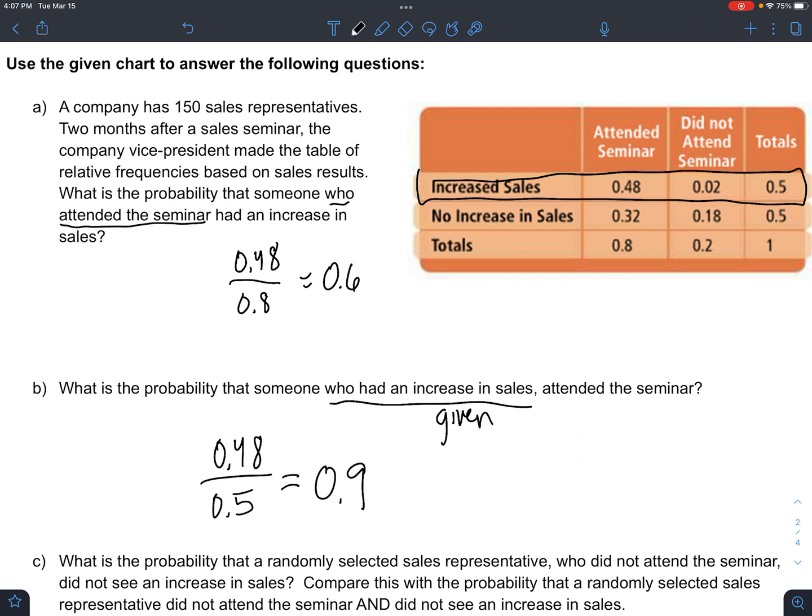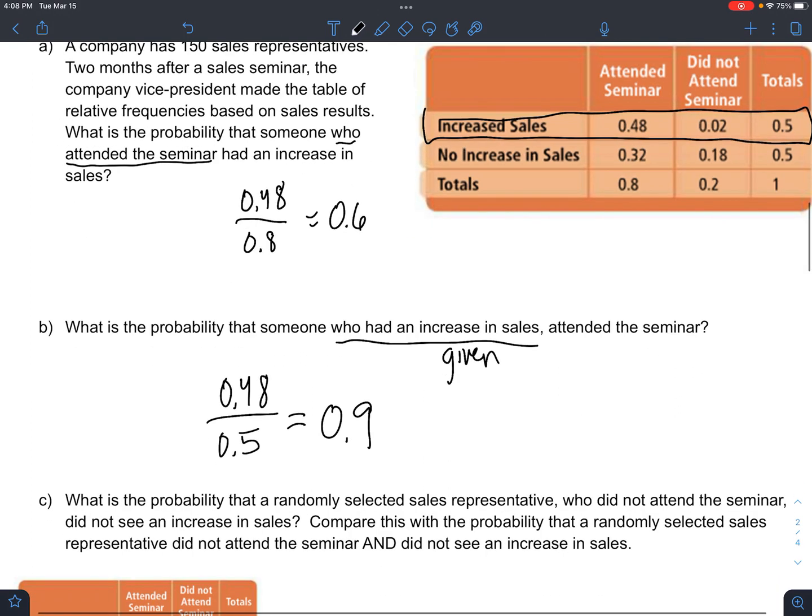So this equals 0.9. If we just look at those who increased sales, a lot of them attended the seminar, 90%. That's more, so overall it was 80%, but if we look at those who just increased in sales, we jumped to 90%.